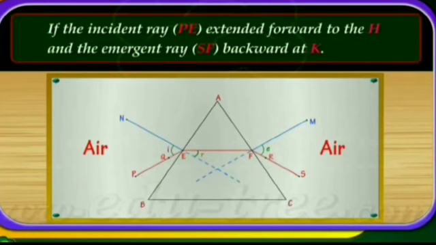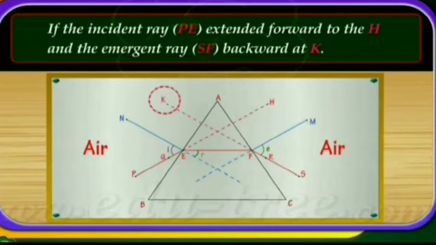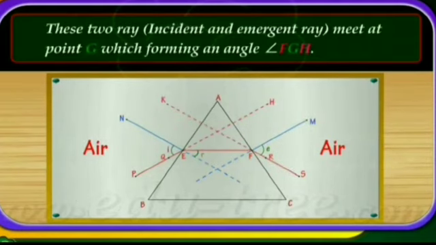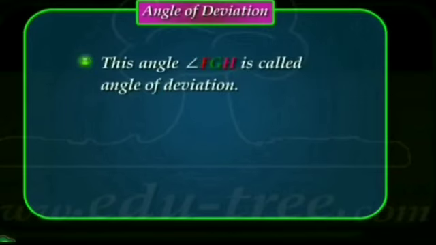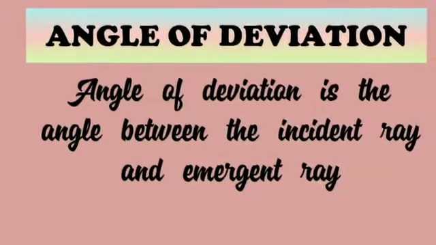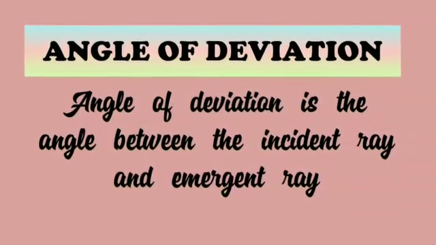If the incident ray PE is extended forward to H and the emergent ray is extended backward to K, these two rays meet at a point G, forming an angle FGH. We can measure this angle. This angle is called the angle of deviation. Angle of deviation is the angle between the incident ray and the emergent ray.